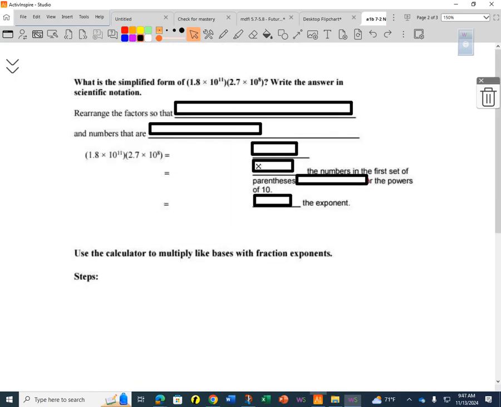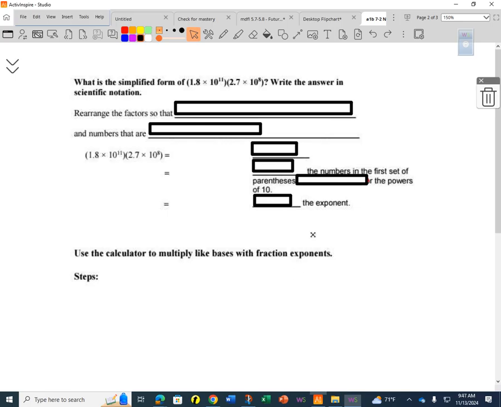So the question is, what is the simplified form of 1.8 times 10 to the 11th power times 2.7 times 10 to the 8th power? We want to write the answer in scientific notation. If they give you the problem in scientific notation and don't tell you any other way, you should always give the answer in scientific notation at the end.